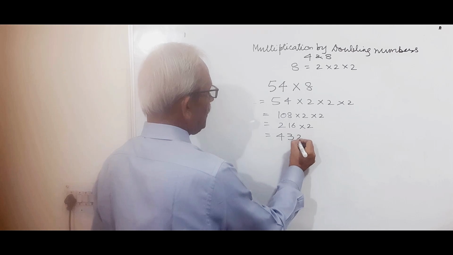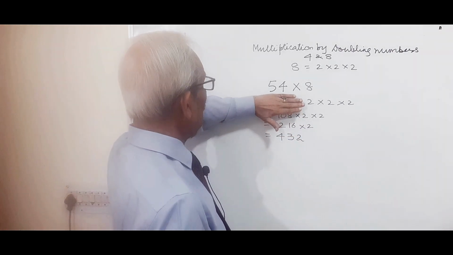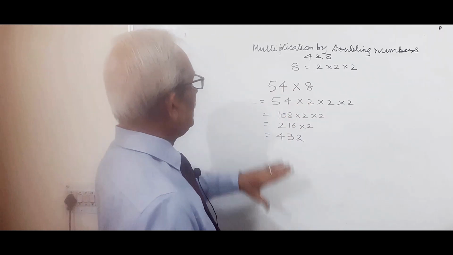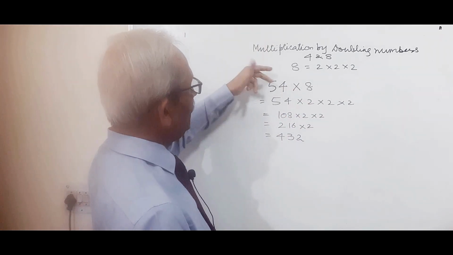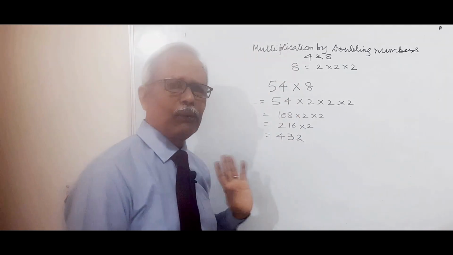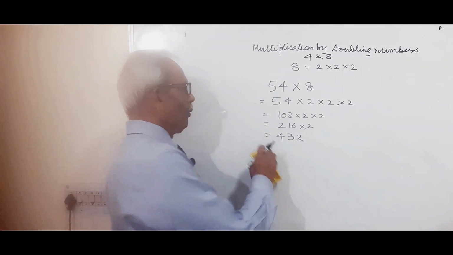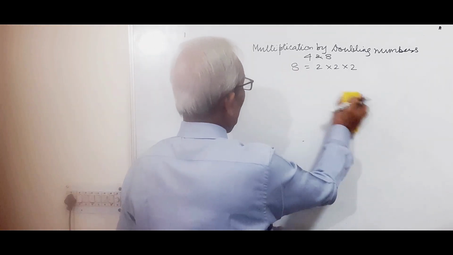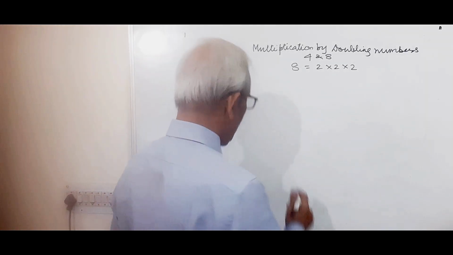There's no pressure on you, nothing to remember. You can straight away do it. Rather, we can do it even without writing all these things, because we can write 54 into 2 is 108, into 2 is 216, into 2 is 432. We can straight away multiply this with 8 without any difficulty at all. Let me do another sum. 64 into 8.